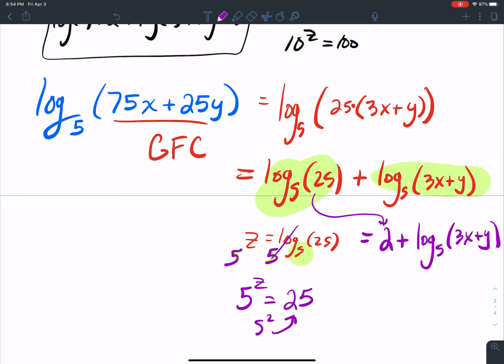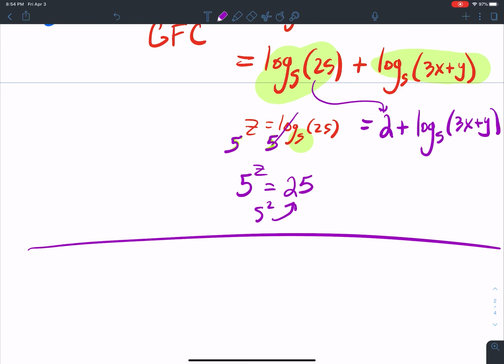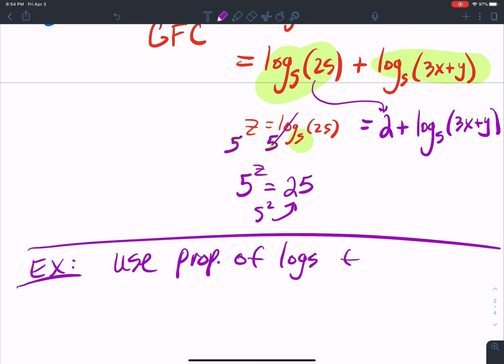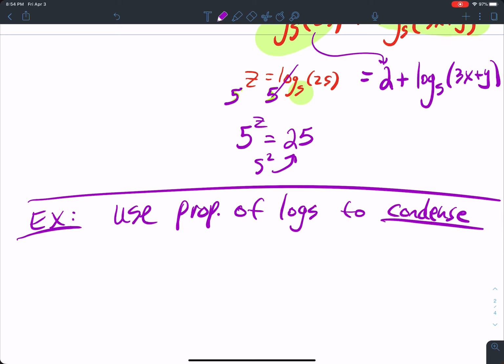Okay, so hopefully that helps you out with expanding. Now let's go the other way. Okay, let's condense. Use properties of logs to condense. All right, condense the expression as much as possible.